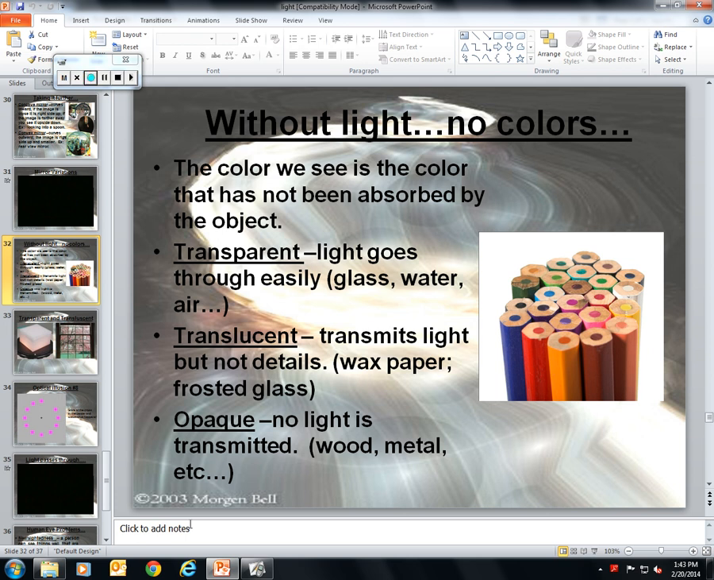Okay, and then three vocabulary words to know. Transparent means you can see through it. Glass, water, air, you can see right through. Translucent means it's kind of foggy. So light goes through, but you don't really see exactly what's on the other side. So looking through wax paper or frosted glass. And opaque means you can't see through it at all.